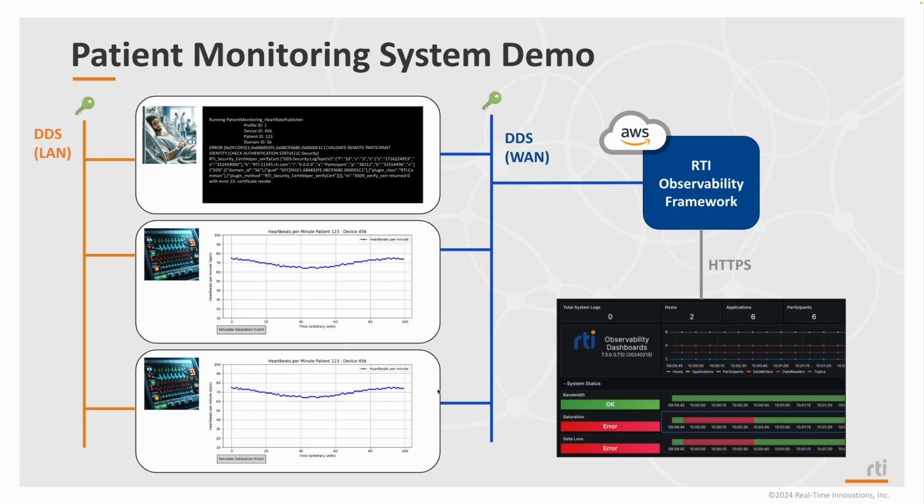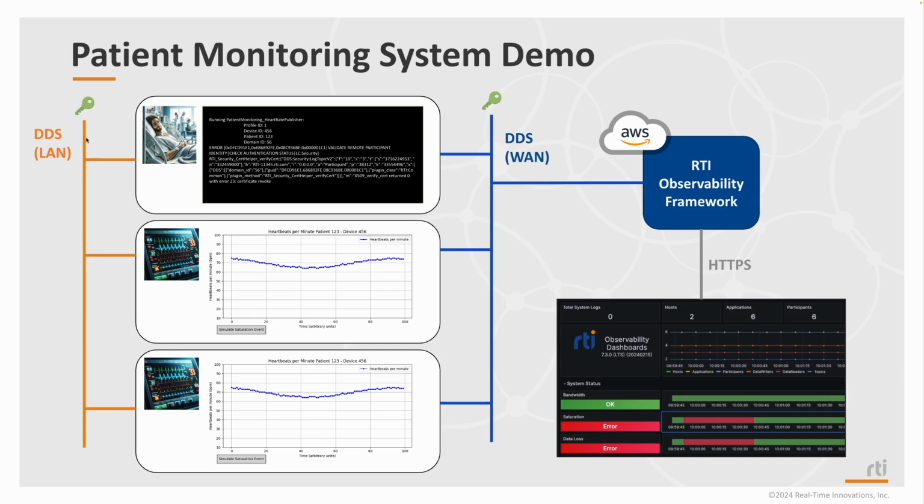The application is going to run 3 processes. The first process is going to publish patient data information, in this case, heart rate. And the other 2 processes are going to be subscribing to that patient data information. So you can think of the subscribing processes as nurse stations. The application is running in 2 DDS domains.